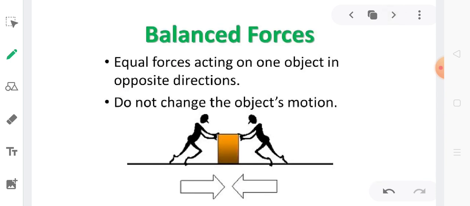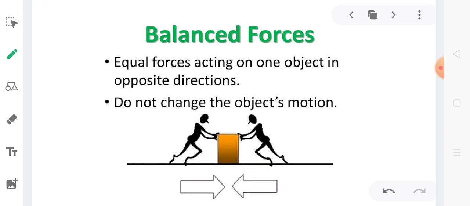Now something important. Balanced forces. Before we understand what balanced forces are, I would like to ask you one question. What is the meaning of balance? Have you seen a balance?